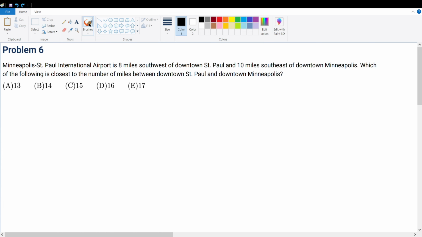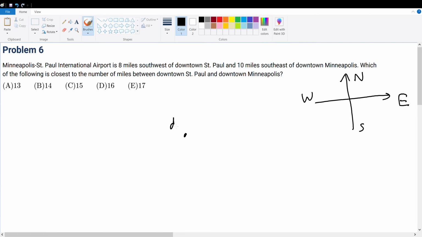Problem 6. Minneapolis-St. Paul International Airport is 8 miles southwest of downtown St. Paul. Before we do anything, let's first draw ourselves a compass to understand where northeast, southwest is. North, east, south, and west. Okay, so Minneapolis-St. Paul International Airport is 8 miles southwest of downtown St.